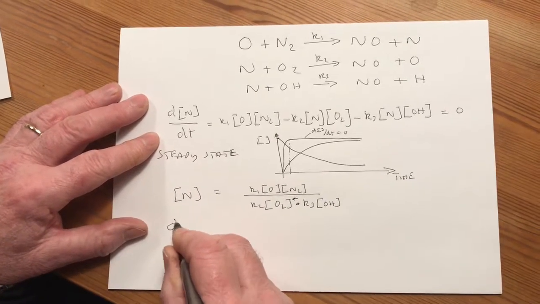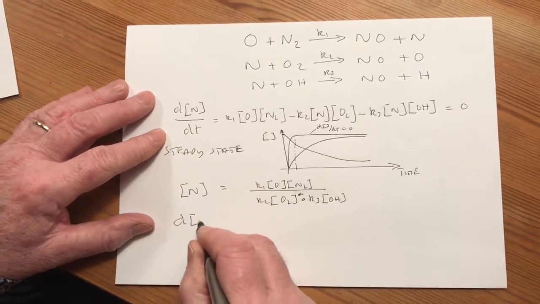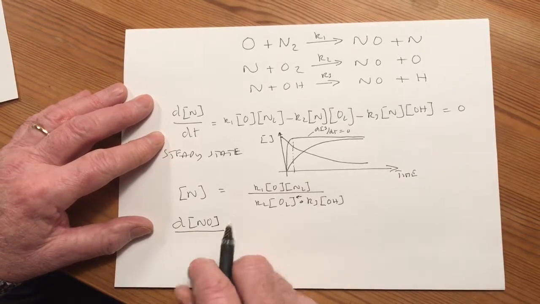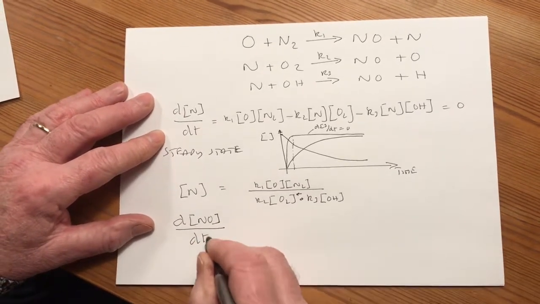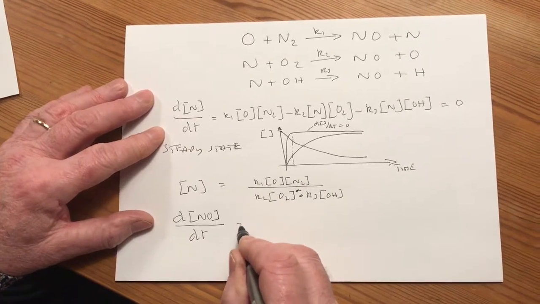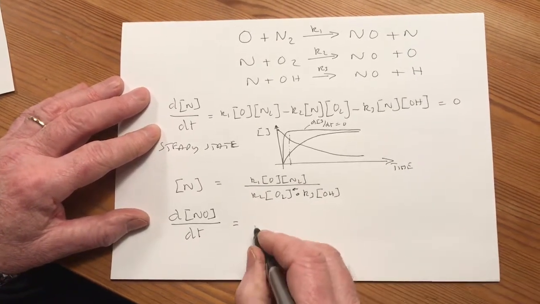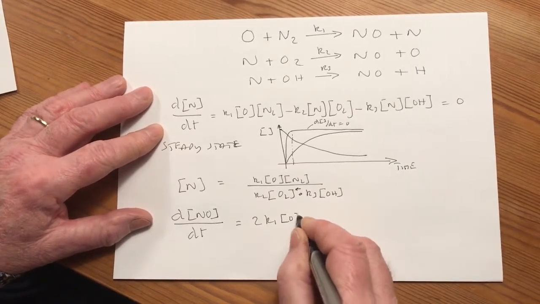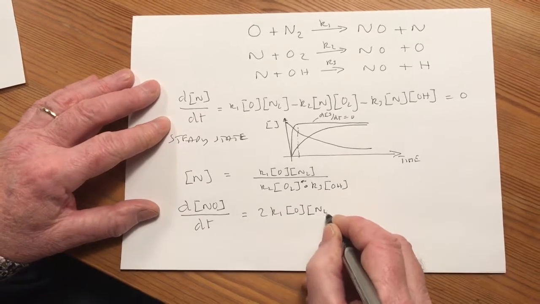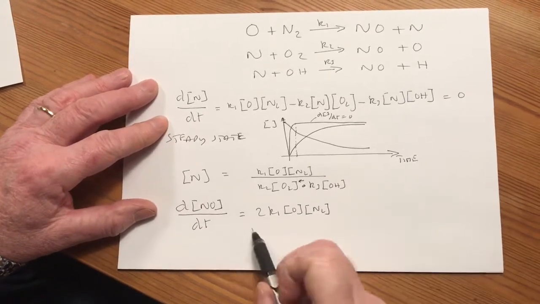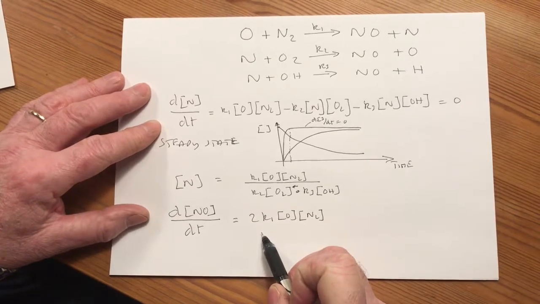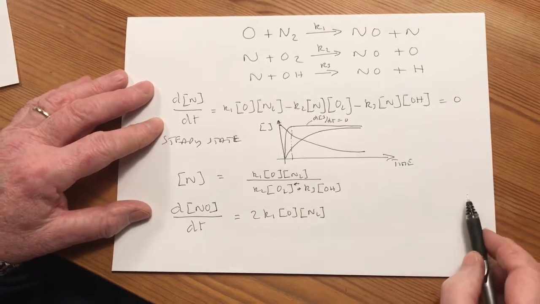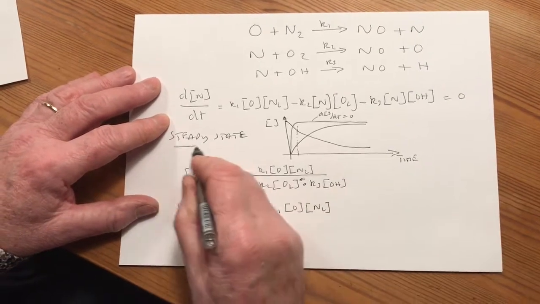Now, if we then combine this one with our expression for d[NO]/dt, which was given on the previous page, and using this expression here, we end up with a very simple expression: K1 times the concentration of O, multiplied by the concentration of N2. So this is a much simpler expression than what was given before, and perhaps this is the one that you're especially interested in looking at. So that was the idea of steady state.